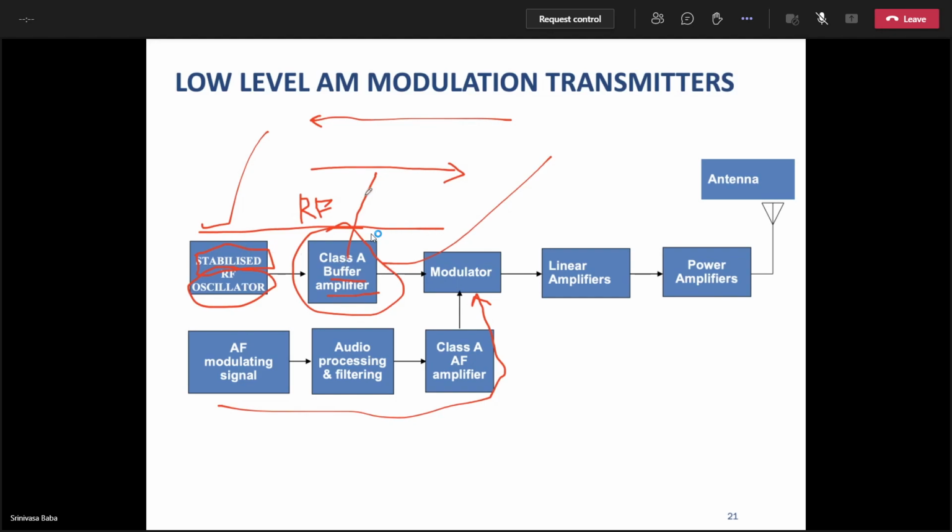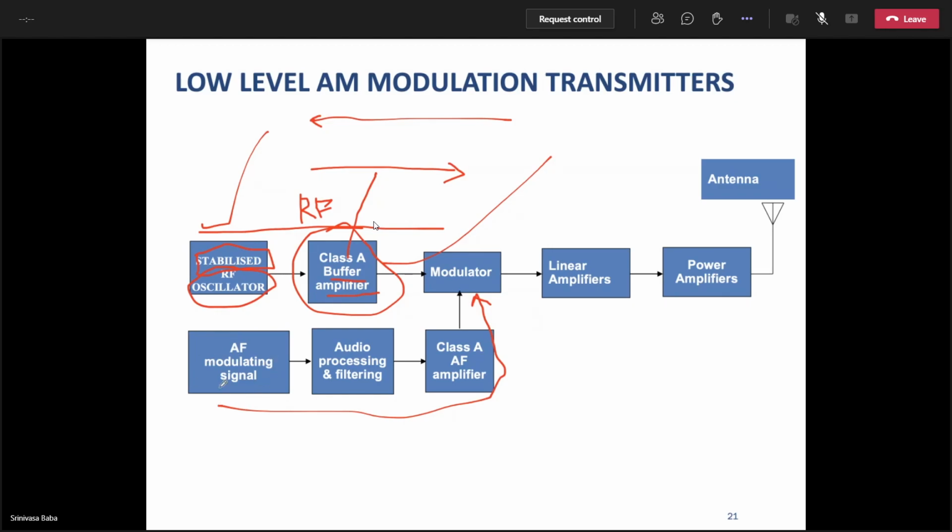This is about the RF section. Then you have your AF section. The bottom side chain is the AF chain of blocks. So the first one is the audio modulating signal. This audio modulating signal could be your sound signal, a voice signal, or a music signal.